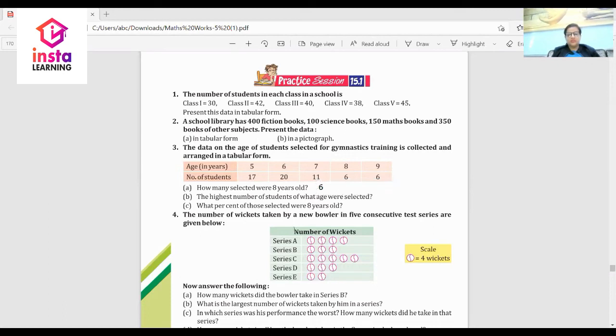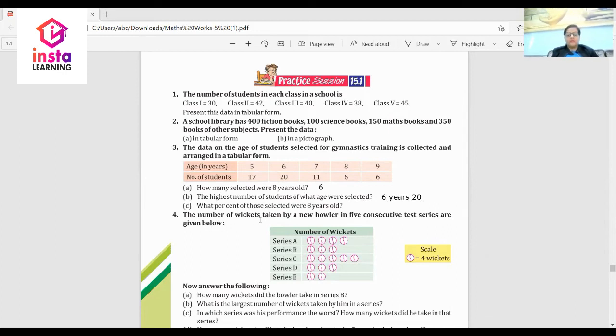Highest number of students of what age are selected? So it is of 6 years. 6 years and 20 students. What percent of all the selected were 8 years old? What is the percentage of 8 years old? So altogether, how many students were there? You have to write it down, calculate and then write.